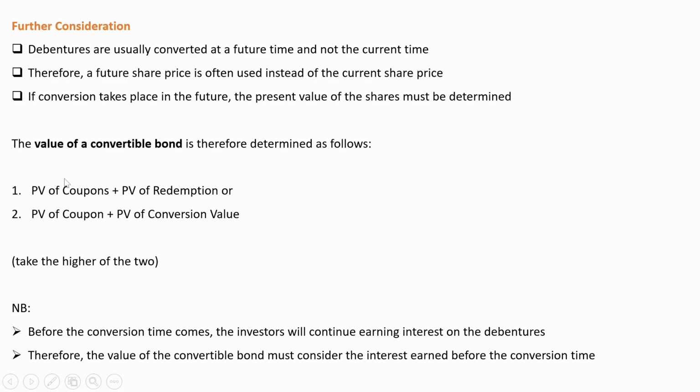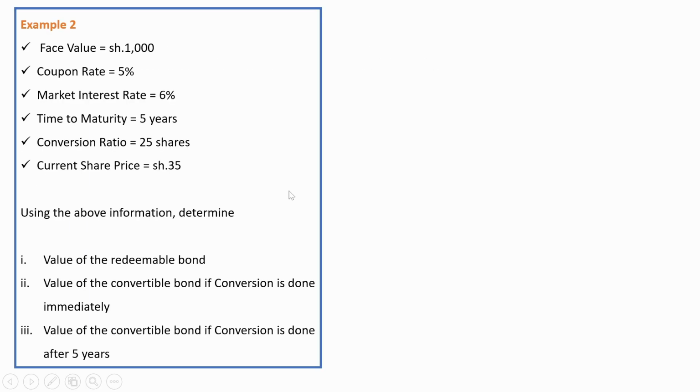So just like we did before, you are going to compare these two. Number one is the debt value. Number two is the equity value. You are going to compare those two and take the higher as the value of the convertible debentures. So next, let us do another example where conversion takes place at a future time.